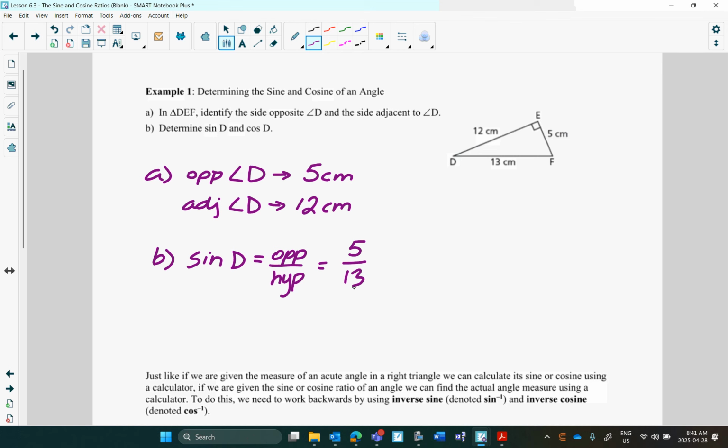You all right? Okay. The cosine of angle D, well, CAH in SOHCAHTOA, so adjacent over hypotenuse, which would be what side length over what side length? 12 over 13. And that's it. We don't have to go any further in this question. The next step would be to actually find D.